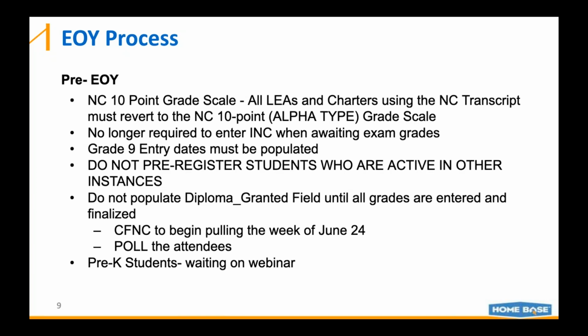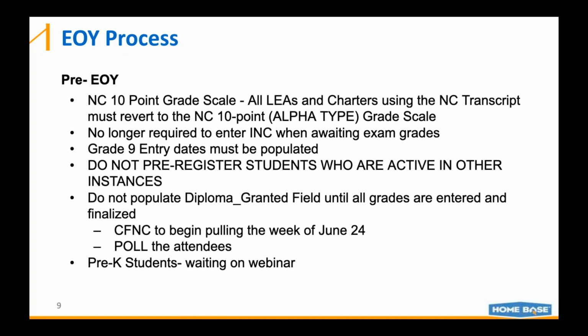Another thing we're looking for is to make sure that all the LEAs and charters that are using the North Carolina transcripts have created the 10-point alpha scale or reverted back to that for next year. So I have a meeting tomorrow to show what that process is going to look like as far as pulling the data to make sure everything is clean and that everybody has this in place and attached to the new sections and courses.